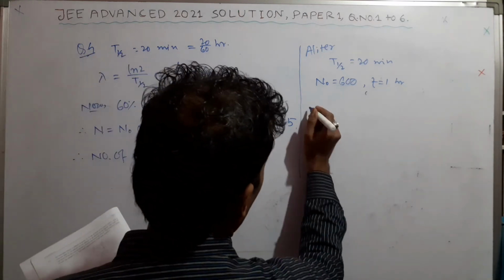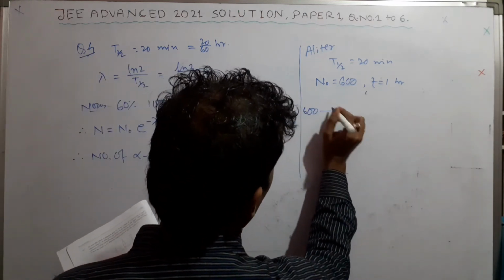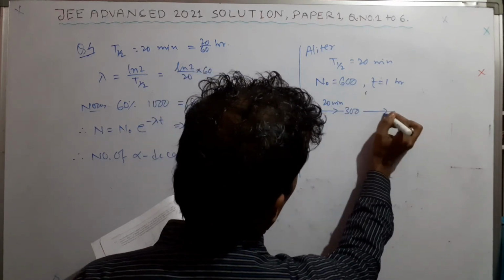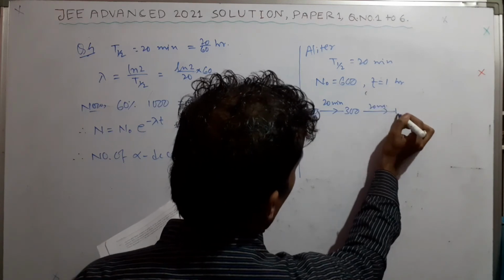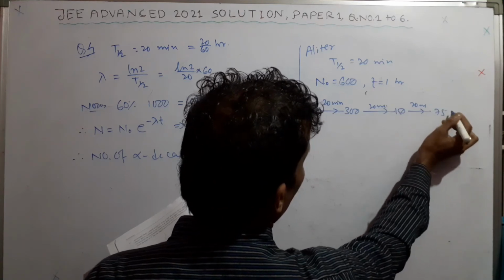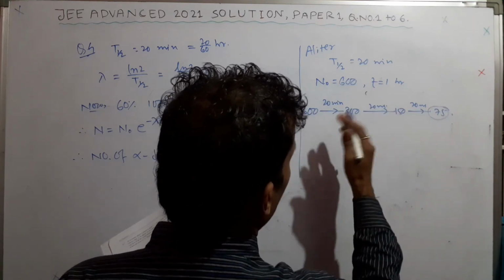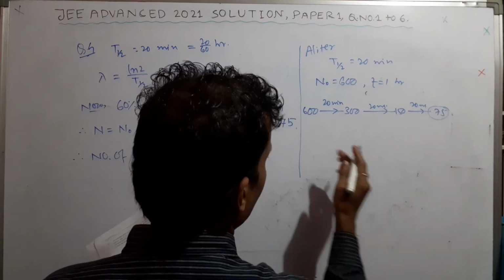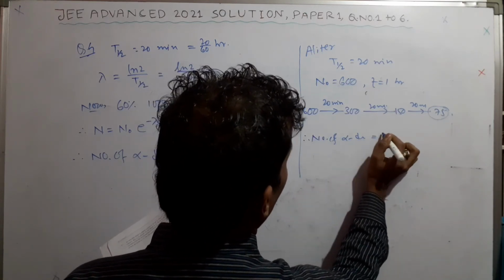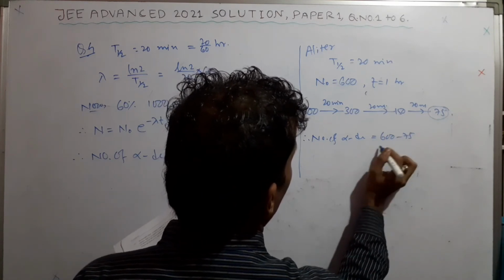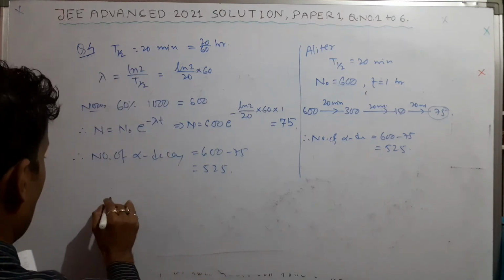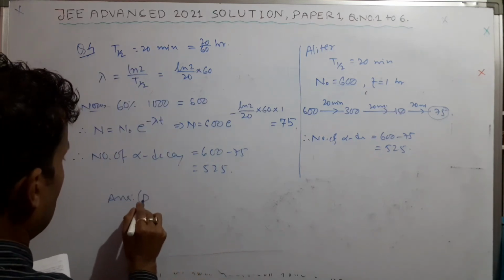तो पहले तुम ऐसे कर सकते हैं 600 after first 20 minutes comes out to be 300, and this 300 after second 20 minutes comes out to be 150, and this 150 after third 20 minutes comes out to be 75. That means 1 hour का बाद 600 से 75 रह जाएगा. That means number of alpha decay is clearly 600 minus 75, that is equal to 525. So the correct option is option number D.